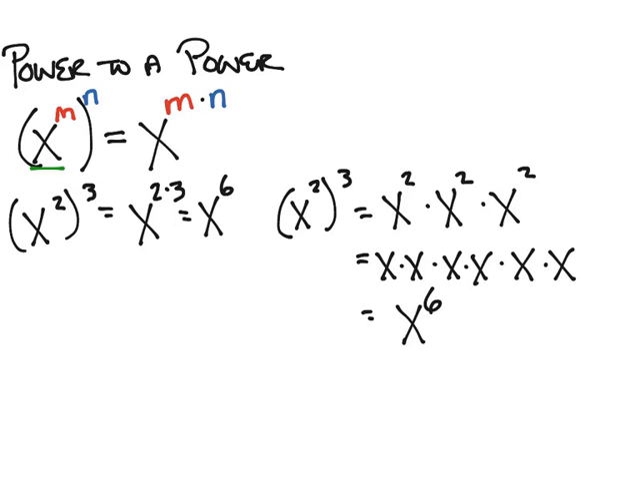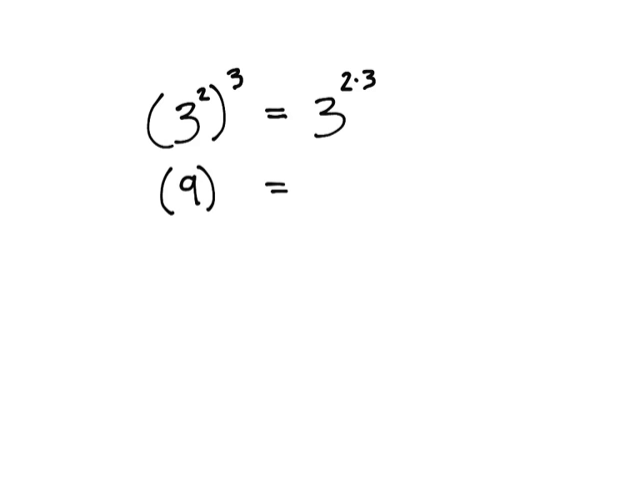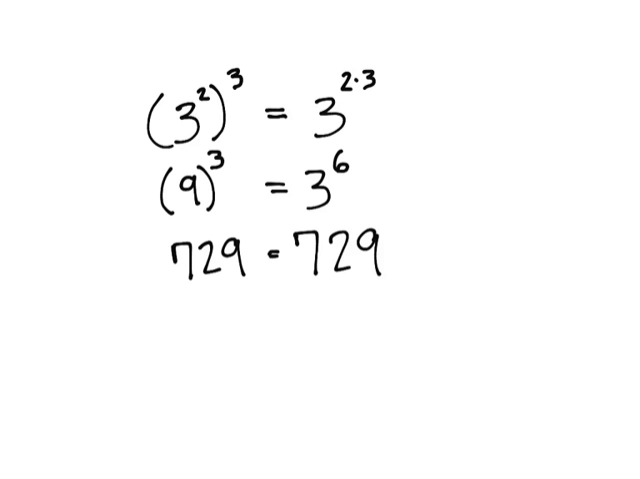Let's double check this with an example. 3 squared to the 3rd power can be rewritten as 3 to the 2 times 3. In this case, on the left-hand side, 3 squared becomes 9 raised to the 3rd power, while on the right-hand side, we have 3 to the 6th. 9 raised to the 3rd power is 729, and 3 to the 6th is also 729. So we've shown that these two are equivalent.